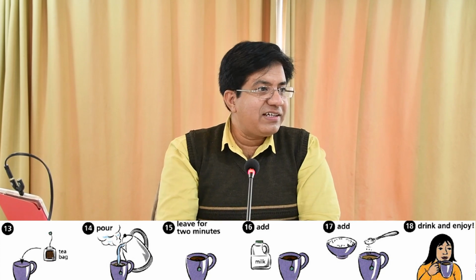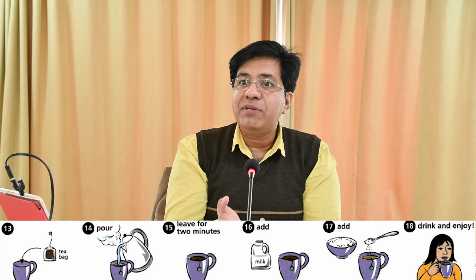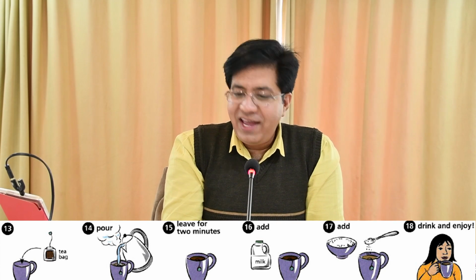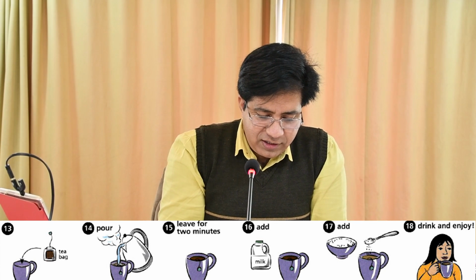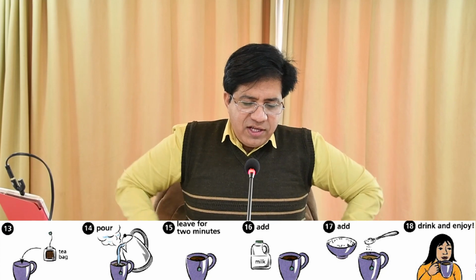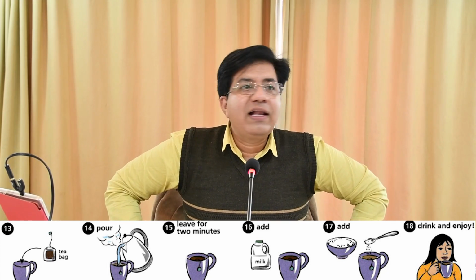You know these type of characters in Urdu books. Tabassum is a good girl, she wakes up early in the morning. So Tabassum is enjoying the tea, or Sumayya or Tabassum or whatever. So drink and enjoy. Clear?